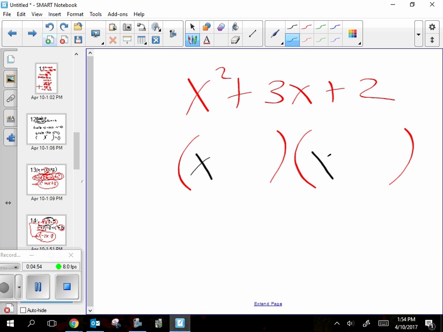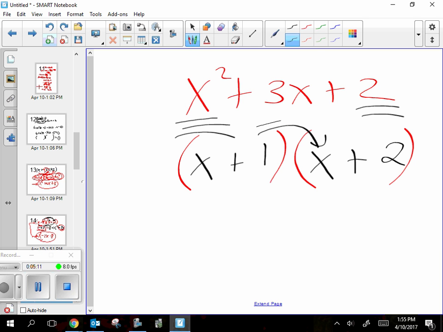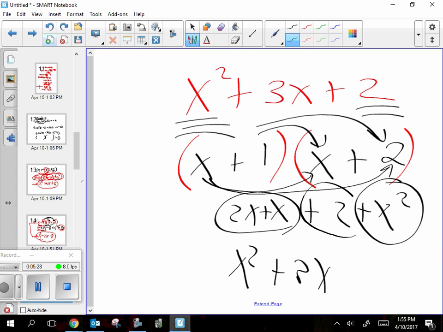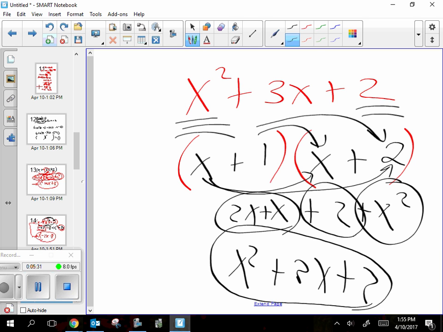I would go x and x because that makes x squared, right? I would go 1 and 2 because 1 times 2 is 2. And then I would check and see if this actually worked. How would I have to check it? I would do the thing I just did with you. I go this times this and this times that, which would be x plus 2. And I do this times this, that's the x squared. And I do this times this, and that's the 2x. And then I'd put it all together, and I'd have x squared plus 3x plus 2. That is the hard kind of factoring that we're going to get to.